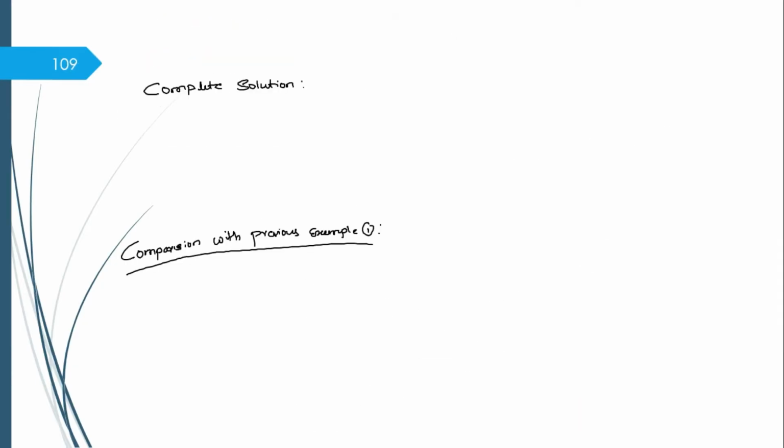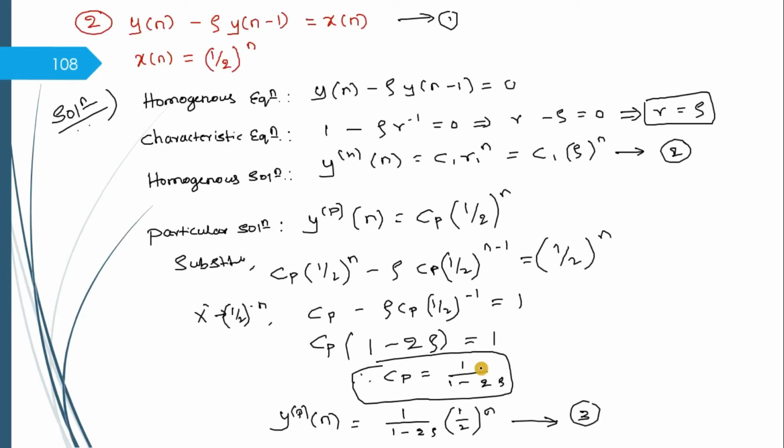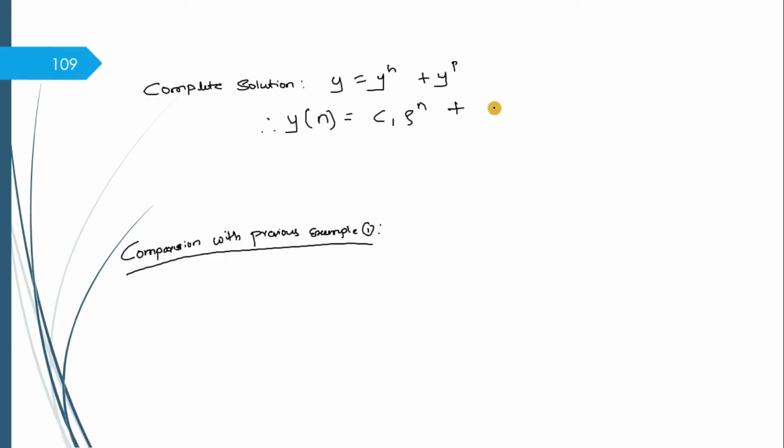Using these two references, I write the complete solution. The complete solution is y equals yh plus yp. Therefore y of n is equal to C1 rho raised to n, referring to equation 2, plus, from equation 3, 1 by 1 minus 2 rho times 1 by 2 raised to n. Very simple. This is the final equation, because I don't have any initial conditions given. So this is the final answer.